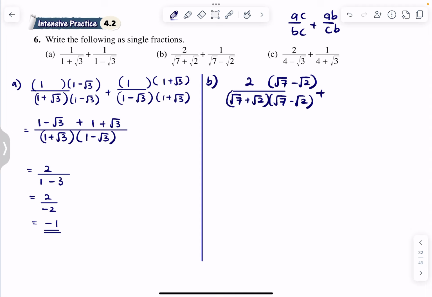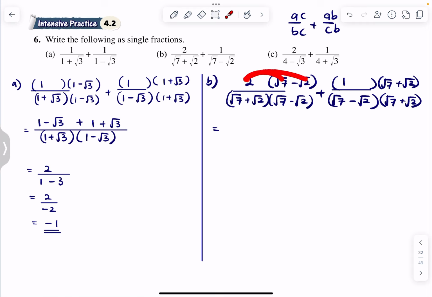Then plus 1 over √7 minus √2. So top and bottom we must multiply with this fellow, √7 plus √2. Now we expand. So 2 times this, 2 times this. The whole thing now our denominator is the same already. I'll write this first.